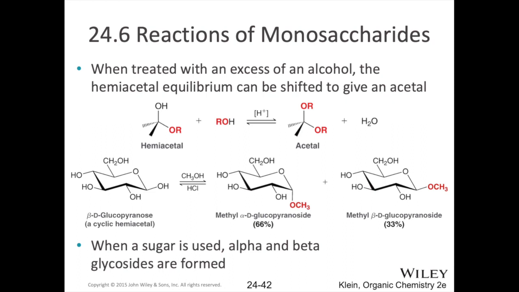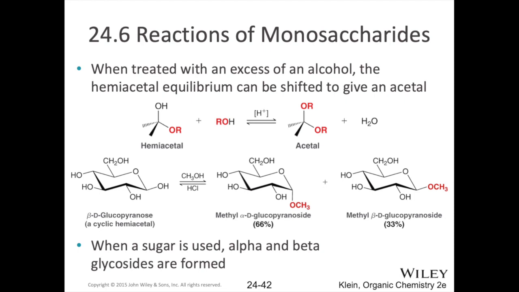All right, so we can swap out that anomeric alcohol group for an alkoxy group by reacting with an alcohol in the presence of an acid. Please note that the acetal equivalent of our sugars is known as a glycoside. That word's going to sound familiar later on when we talk about glycosidic linkages.